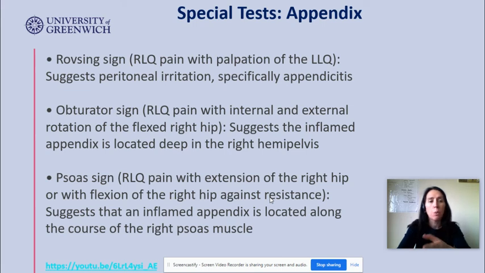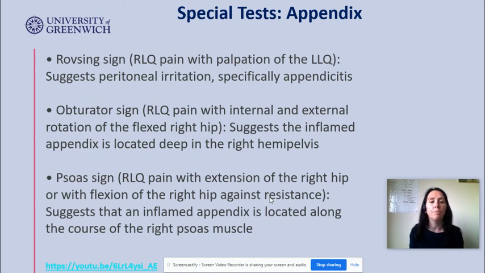So basically, with Rovsing's sign, you palpate the left side and you'll feel the pain on the right side. The reason why is because you're moving all the organs over, and that is going to touch the inflamed appendix, and that's going to give you pain. So push down on the left side of the lower quadrant of the abdomen, and pain will be felt on the right side.